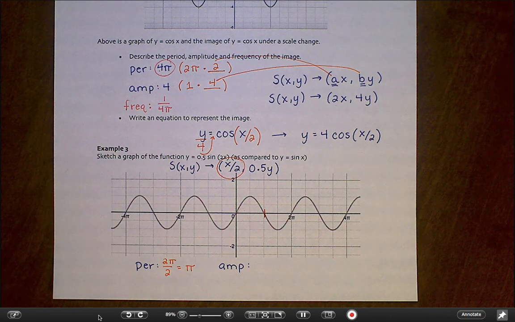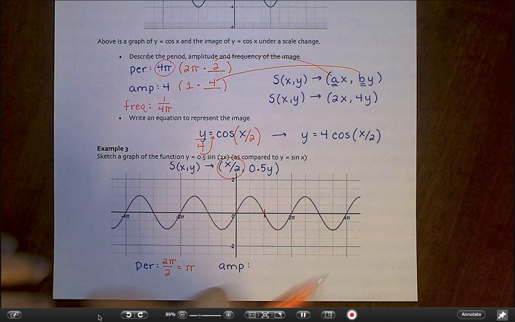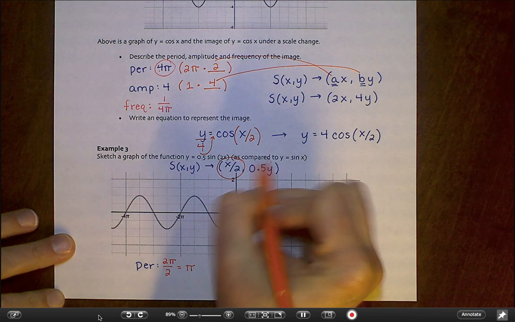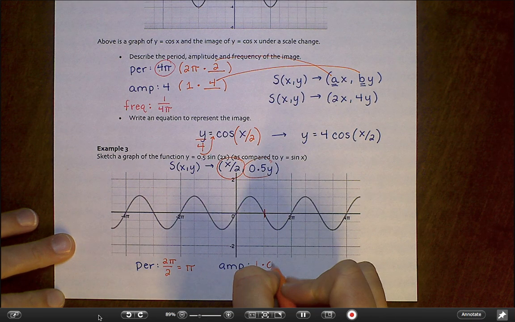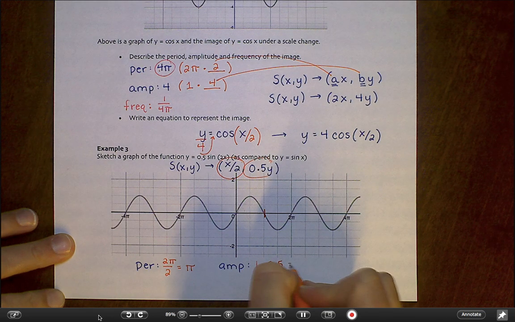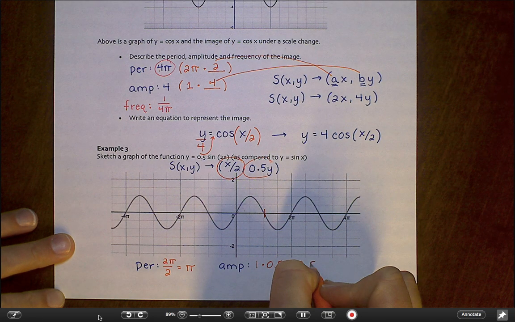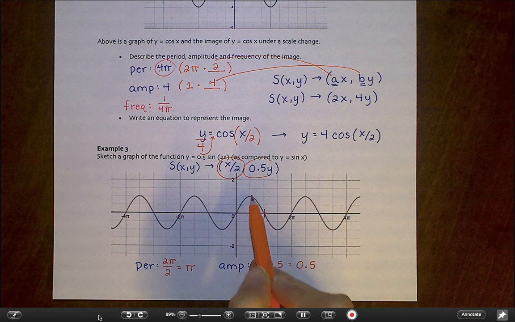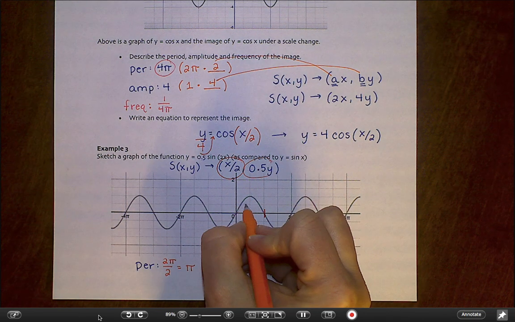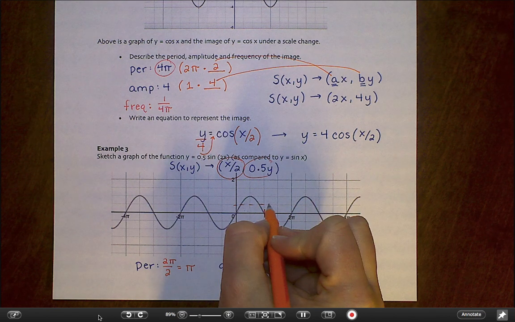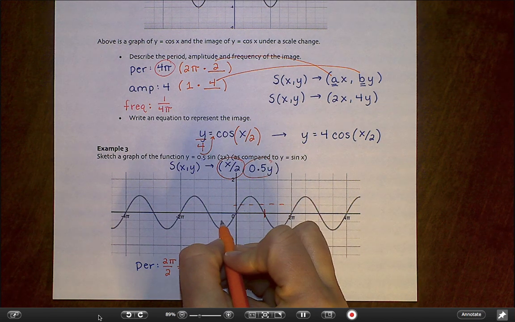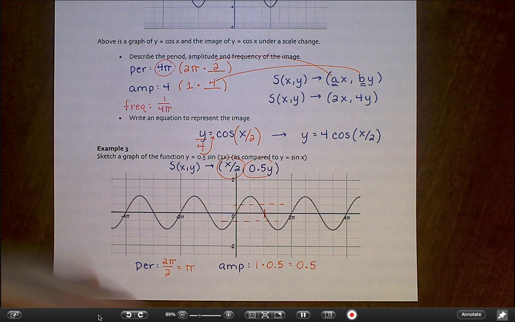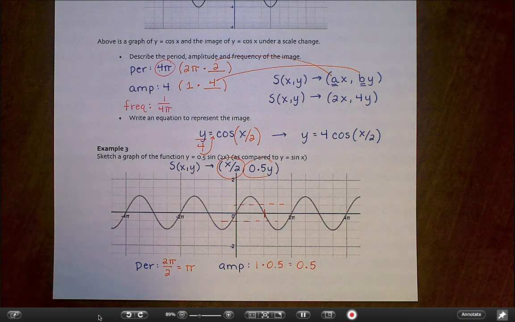Okay, we also have to think about what's going to happen to the amplitude. My original amplitude was 1, and this is telling me that my amplitude is going to get multiplied by 0.5, which means my new amplitude is just 0.5. So now, instead of going all the way up to 1, the height of my graph is just going to be right here at 0.5. Okay, and the lowest point of my graph is going to be at negative 0.5. So I am shrinking this thing vertically. I am also shrinking it horizontally.